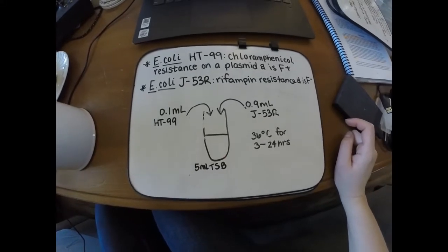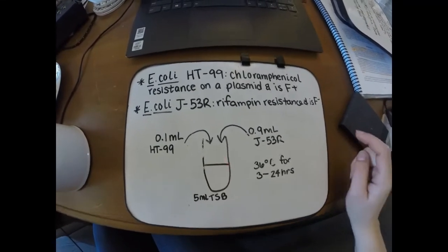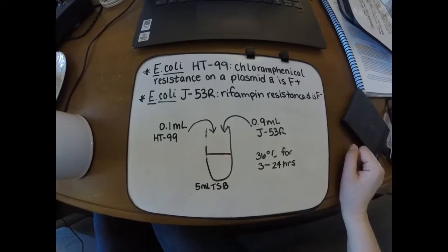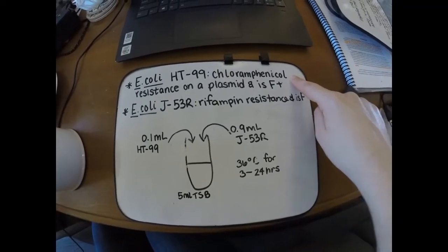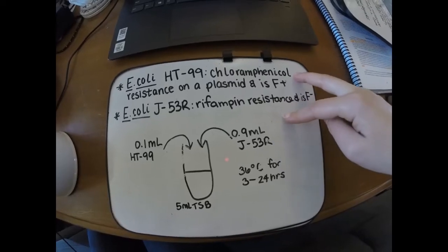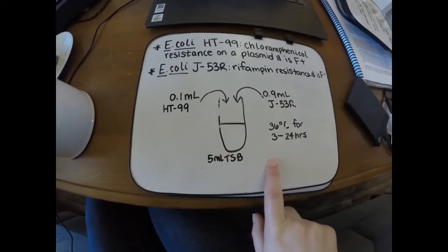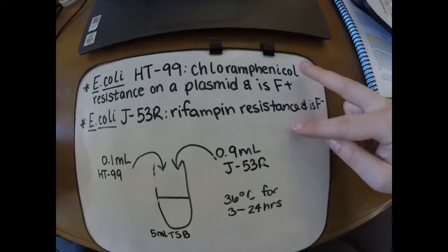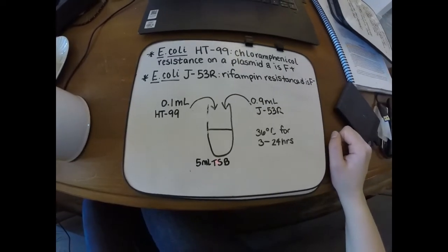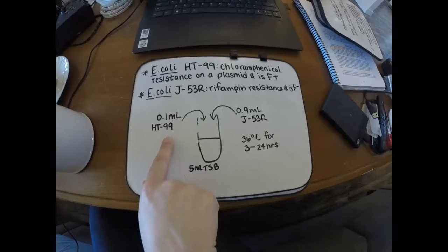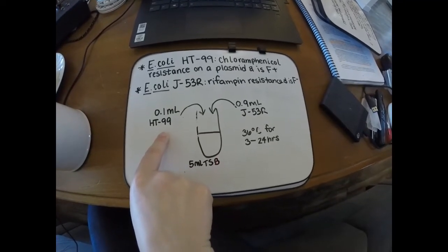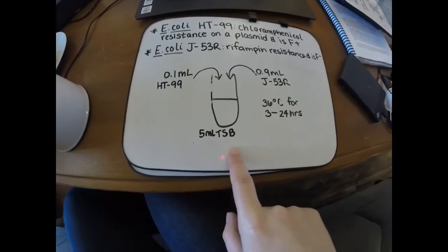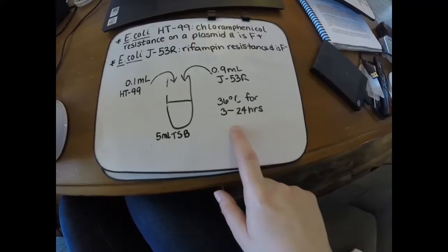So one of the things we would do is look at how these different individual strains perform on different TSA plates with either this antibiotic, that antibiotic, or both antibiotics. And if we were to mate these two strains for a certain time, what would be the outcome of that on a plate that has both of these antibiotics? So we would add 0.1 ml of the HT99 E. coli strain to the J53R strain, 0.9 ml, into 5 ml of TSB and incubate that for 3 to 24 hours.